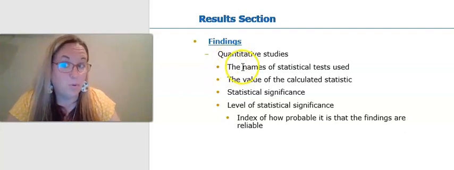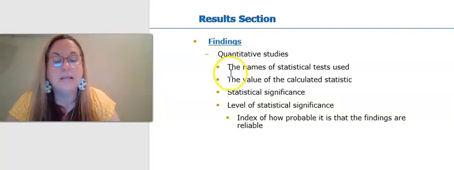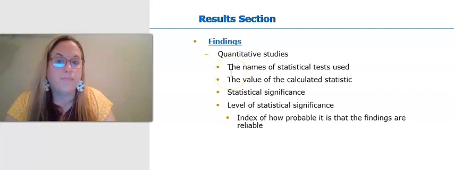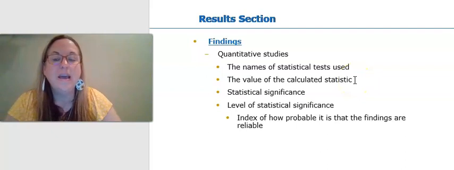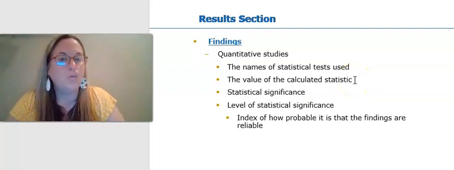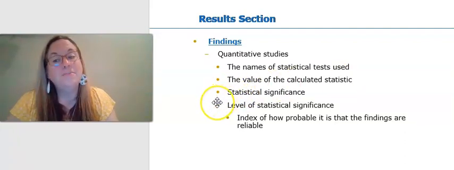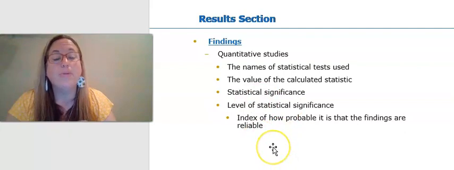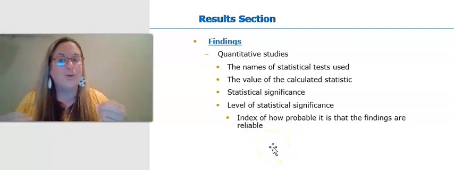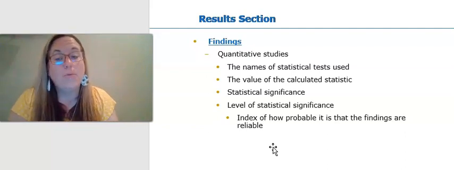Typically, it's going to be symbols. So you would have to understand what the symbols were. Also the values of the calculated statistics. So was the t test value 1.15? And then there's always going to be this thing called the level of statistical significance. Some people call that the p-value, the probability value. And what that is, it's an index of how probable those findings are correct or reliable. How much trust can we place in these statistical results?